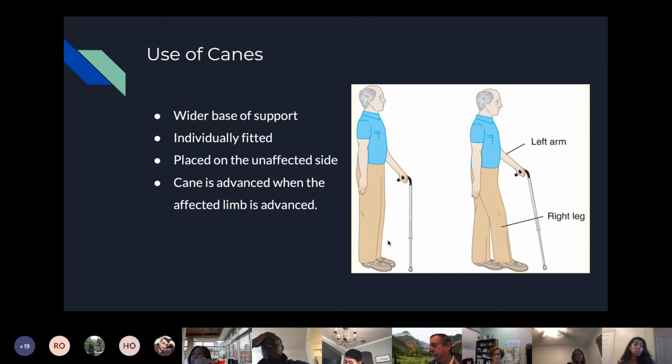So the first one that we're going to be talking about is canes. Depending on the disability, various canes may be recommended. Canes should be individually fitted, usually based on the distance from the greater trochanter, usually about 6 inches from the side of the person's foot. The cane should be used on the unaffected side of the body and is advanced when the affected limb advances. For example, if the right leg is affected, the person holds the cane in his or her left hand and advances it with the advance of the right leg.